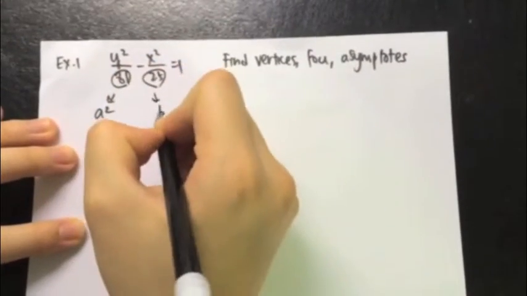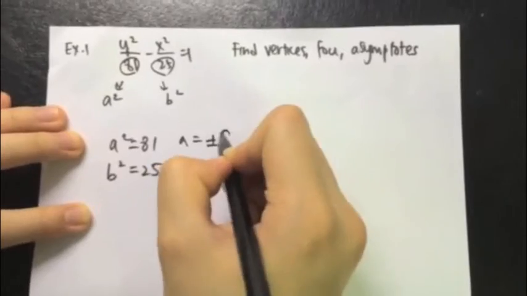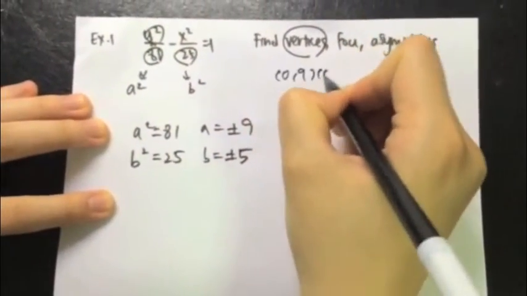Now, let us aliens further teach you Homo sapiens through examples. First, you need to find the vertices, foci, and asymptote. a squared is 81, b squared is 25, so a is 9 and b is 5. That's the vertices, which are 0, 9 and 0, negative 9.